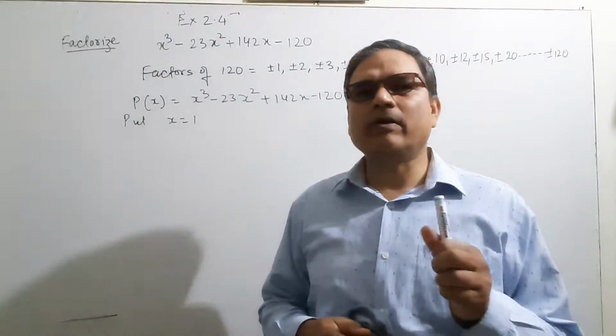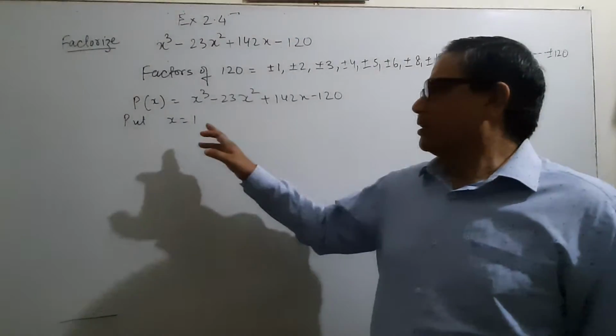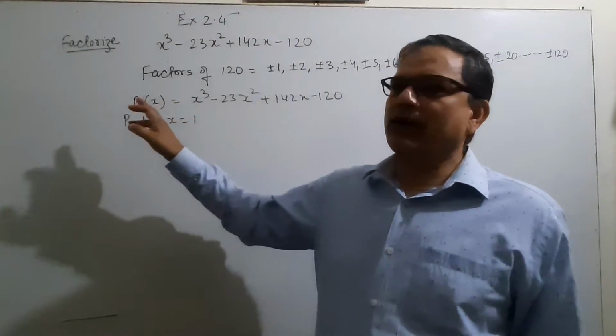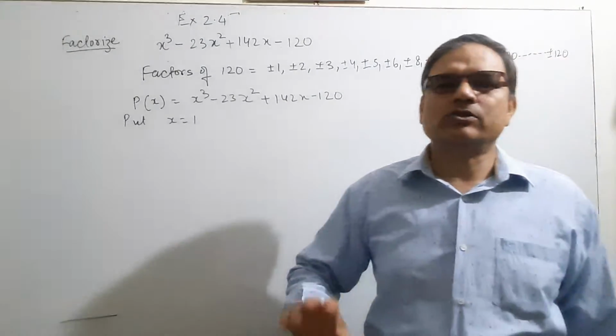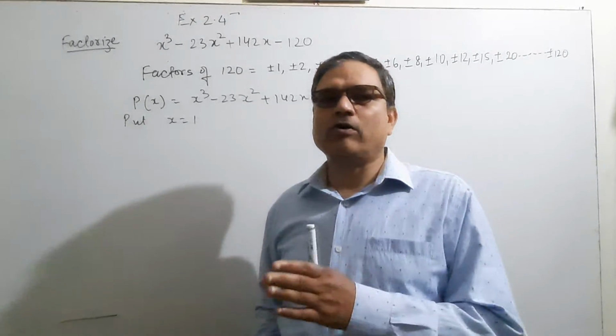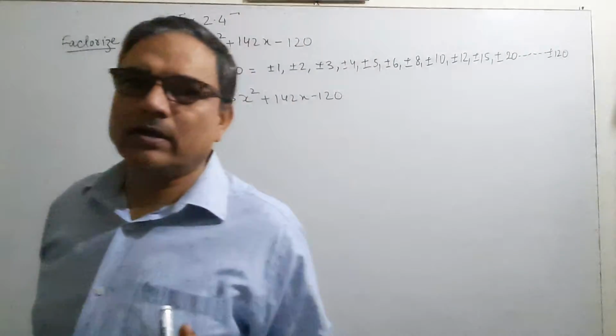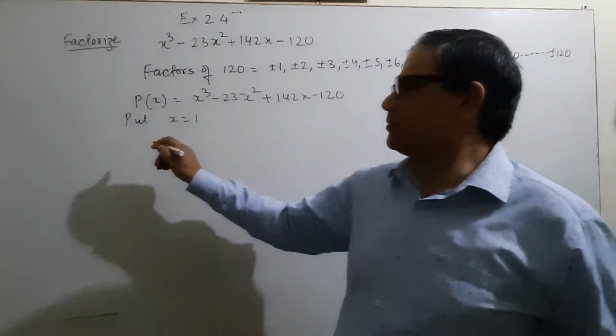If the remainder is 0, then x minus 1 is a factor of Px. If the remainder is not 0, then we have to put x is equal to minus 1. We have to put the value of x and find the one for which the remainder is equal to 0. And now put the value of x equal to 1.